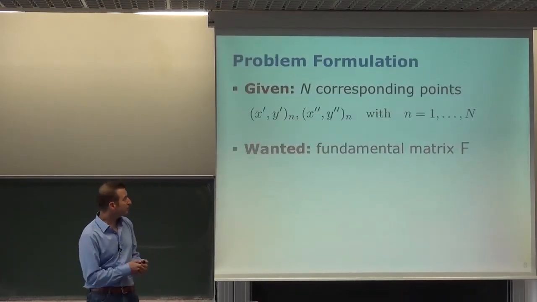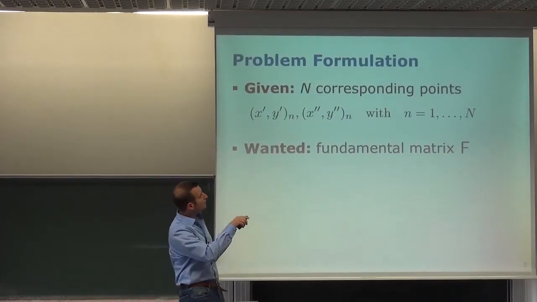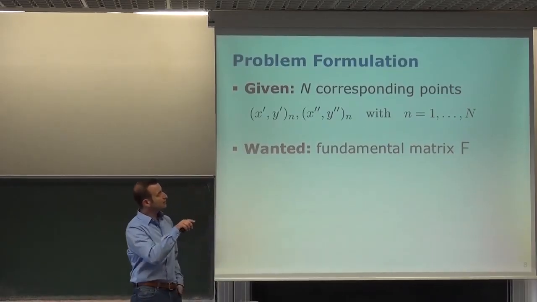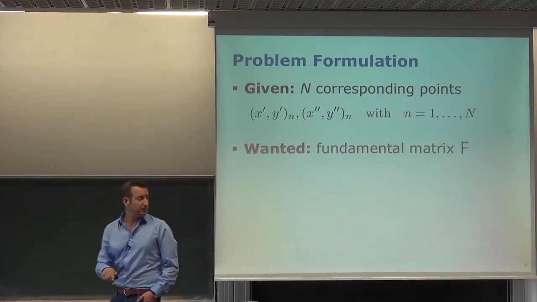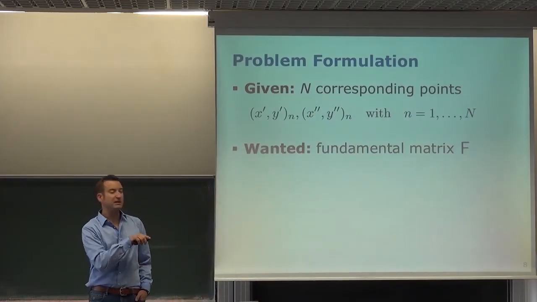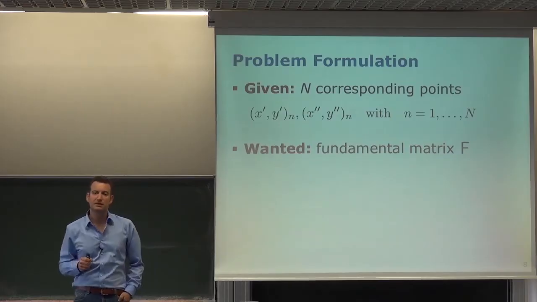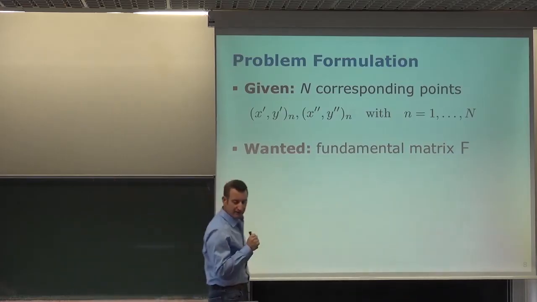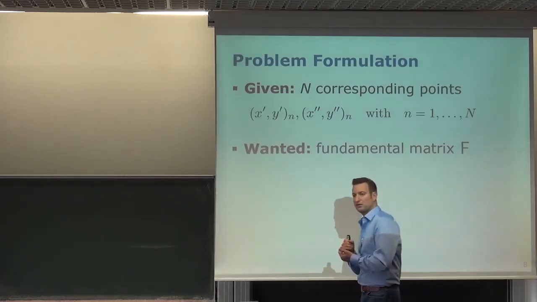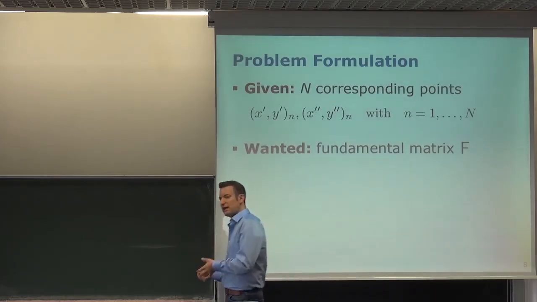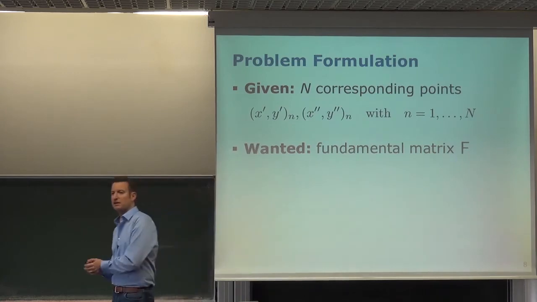We can start with the problem formulation. Consider we have those corresponding points, in the first image and in the second image, and we have n of them. We want to compute this fundamental matrix over here. So this is our target. I told you already that we are going to exploit the coplanarity constraint. Of course, this is the key information that relates corresponding points and the fundamental matrix.